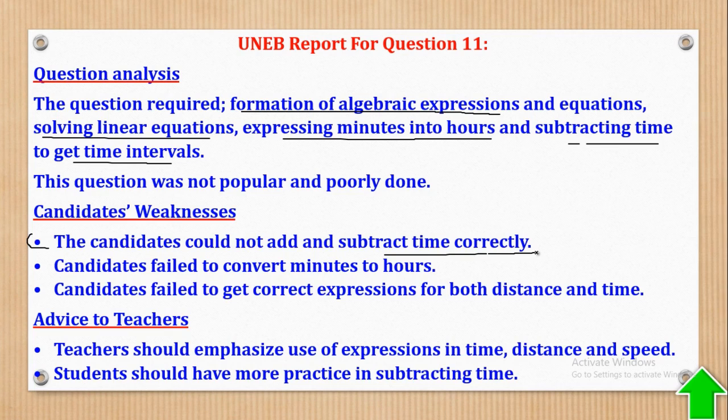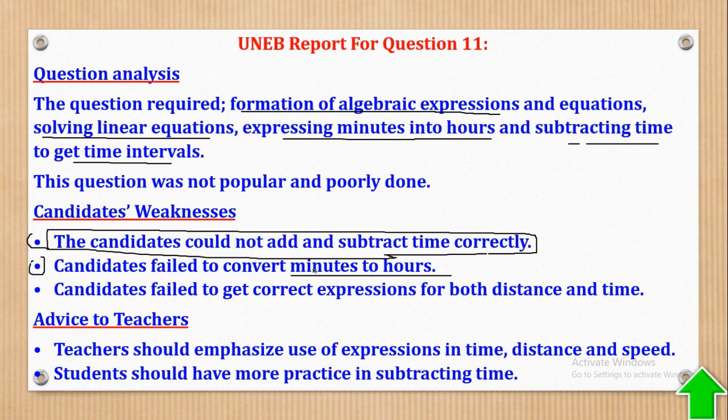So remember, when you're adding or subtracting time, you have to first convert to 24-hour clock. If you don't do that, then the addition or subtraction will not be okay. Then 2 is that candidates fail to convert minutes to hours. So you have to know that from minutes to hours, you have to divide by 60.